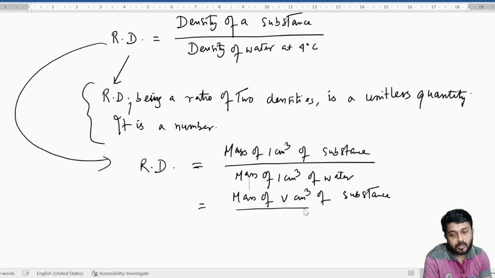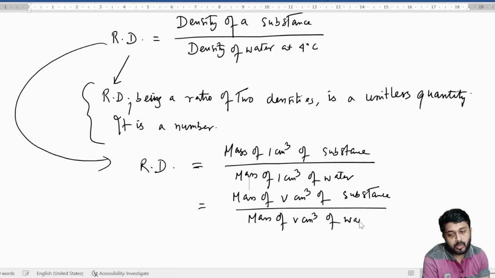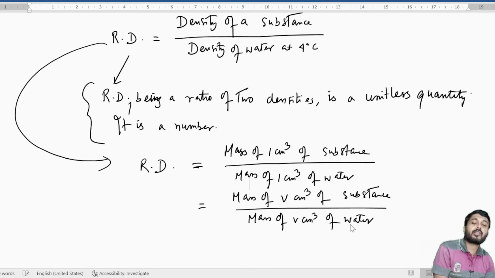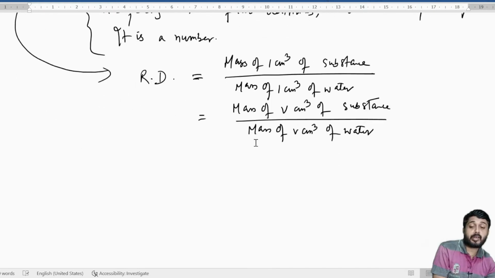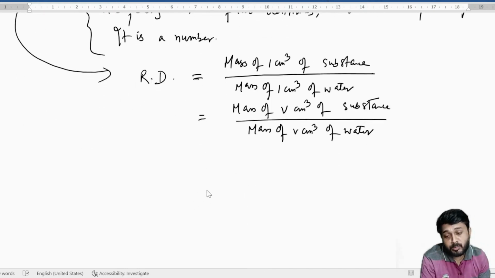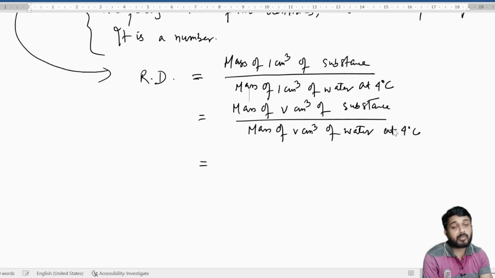by mass of V centimeter cube of water. So the relative density can also be defined as the mass of a given volume of the substance by the mass of the same volume of water at 4 degrees Celsius. The 4 degrees Celsius is the one which should be included if we give the strictly correct definition of relative density. It may not have been given in your book, but this is the actual correct one, right?